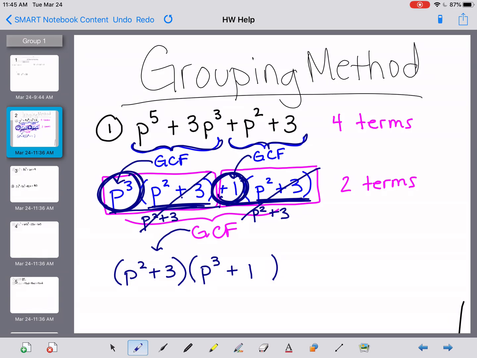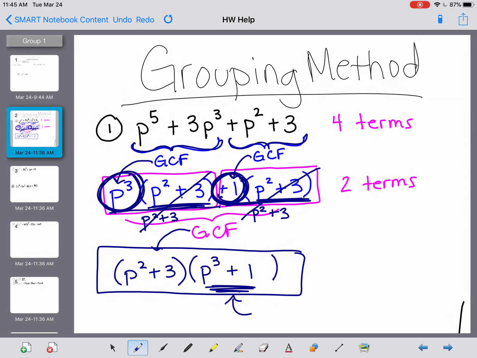Both of these are binomials, but they're addition. So difference of two squares is out. So this now is my final answer. And FYI, this bubble here can be factored further. It's called a sum of two cubes. You'll learn this in Algebra 2. So I'm not expecting you guys to take that any further, but just a heads up.